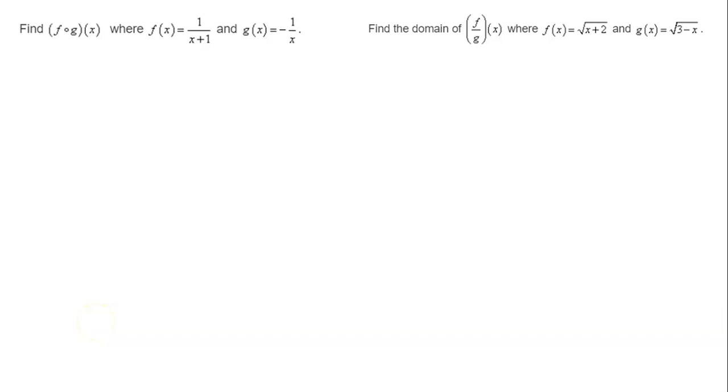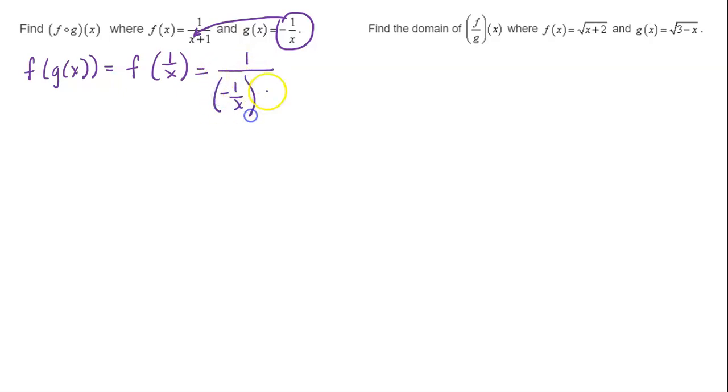Find f of g of x, where f of x is that and g of x is that. So f of g of x means f of -1 over x. I'm going to put this in there, so I have 1 over -1 over x plus 1. I need to simplify this somehow, so I'm going to multiply that 1 by x over x. I get 1 over -1 plus x over x.